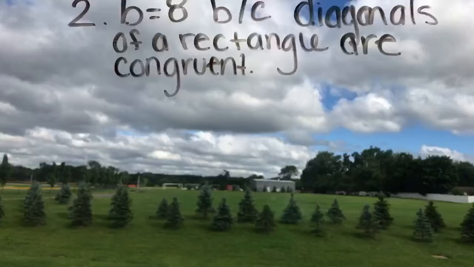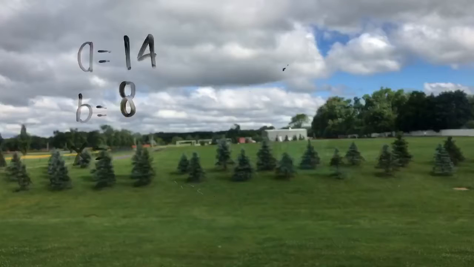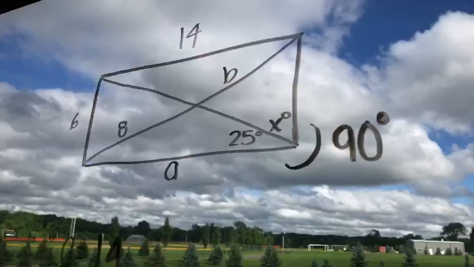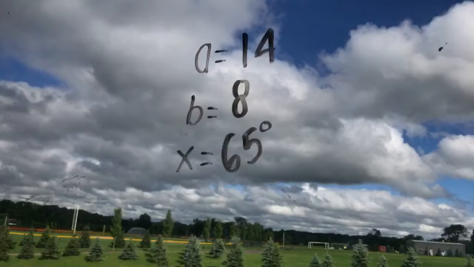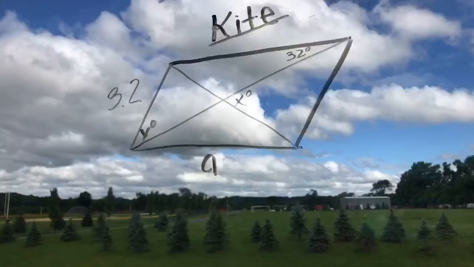Since all angles on the outside of a rectangle equal 90 degrees, we have to set 25 plus x equal to 90 to find x. To get x by itself, we have to subtract 25, so 90 minus 25 equals x, and 65 equals x. To recap, a equals 14, b equals 8, and x equals 65 degrees.